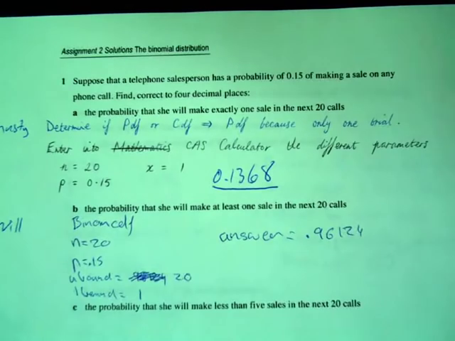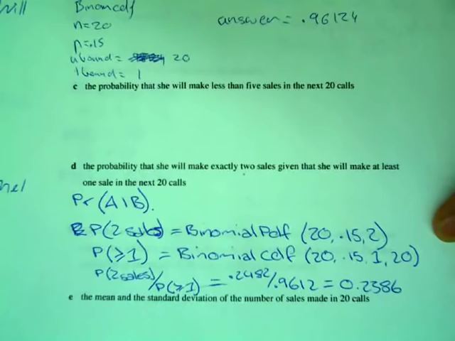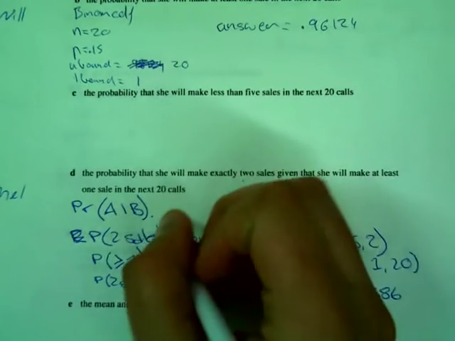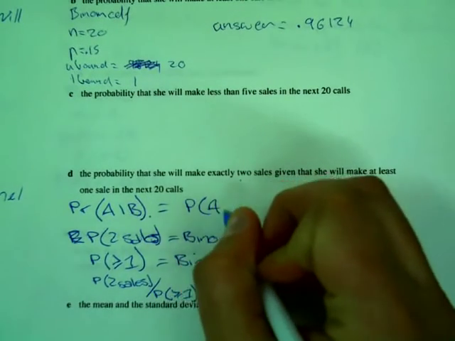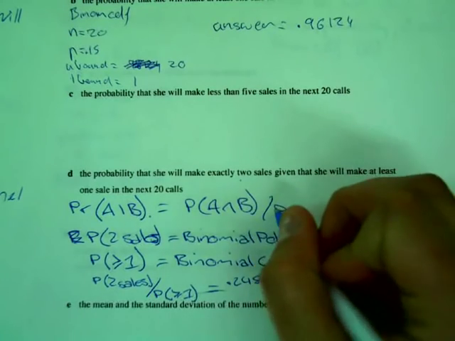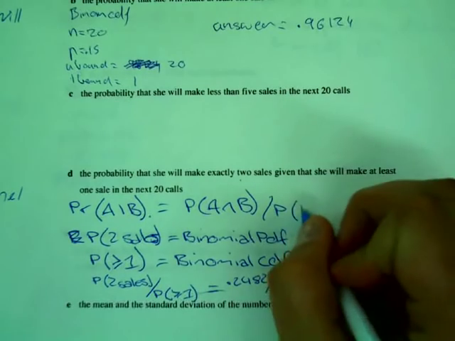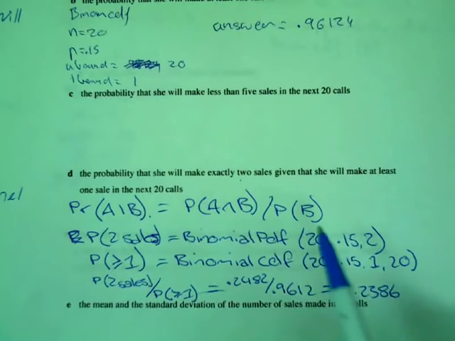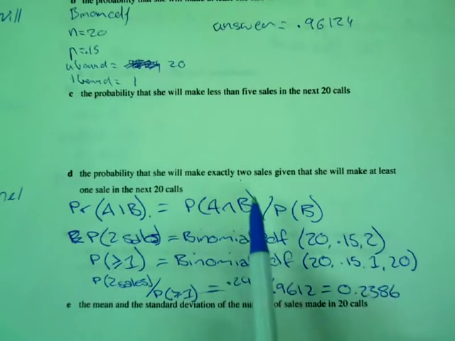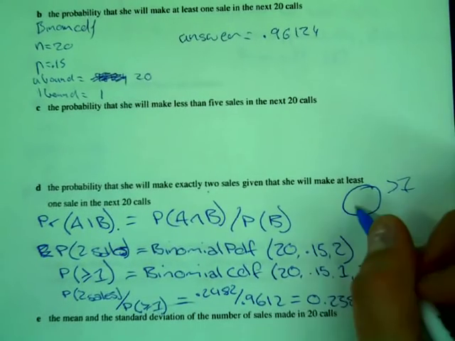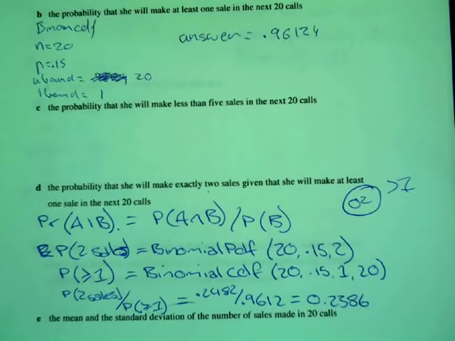Okay. Mel, we'll go straight to 1D. Alright, so this question was conditional probability, and conditional probability says that the probability of A given B is equal to the probability of A and B divided by the probability of B. And in this case A is a subset of B, because if we were to look at the Venn diagram, it would be at least one, and in there would be two sales.